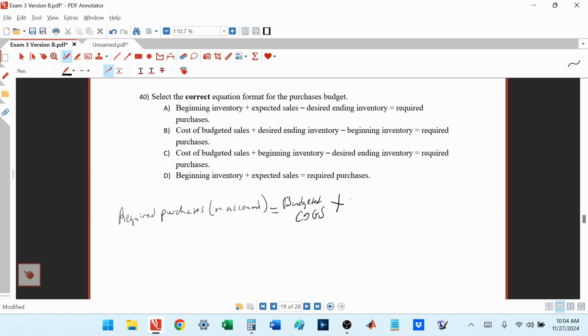Then we also need to buy any desired ending inventory that we want to have left at the end of the month, like as an extra buffer or cushion in case sales are greater than expected. And that would be it. But if we already have inventory sitting there at the beginning of the month, then we don't have to buy that. So we may as well just subtract the beginning inventory. And this is our required purchases on account. This is the formula for it. So B. Cost of budgeted sales plus desired ending inventory minus beginning inventory equals required purchases.